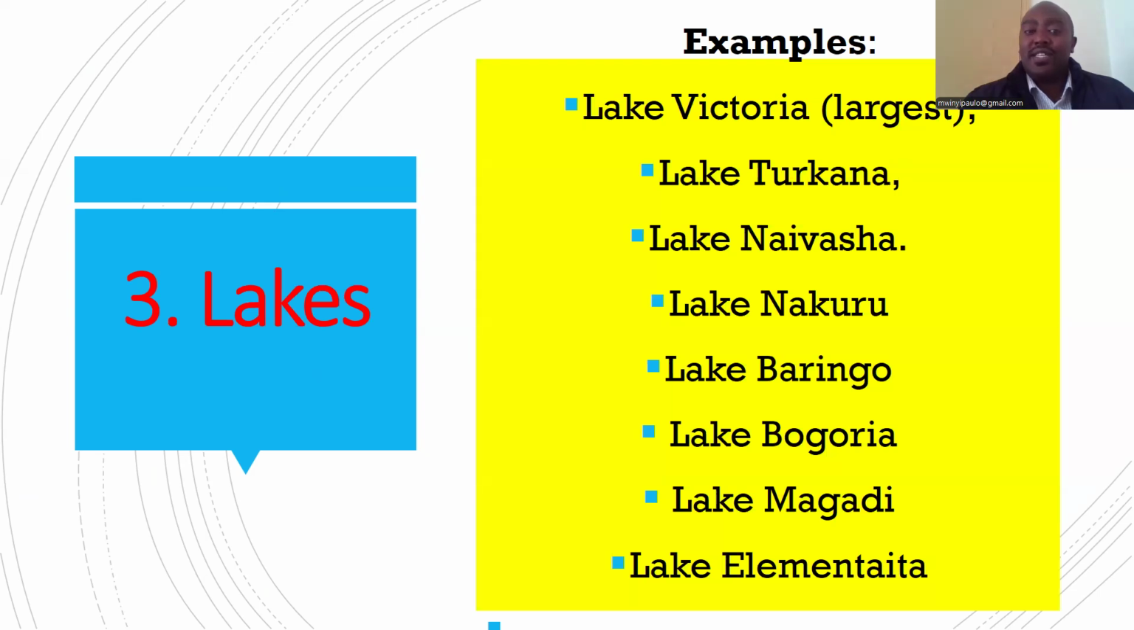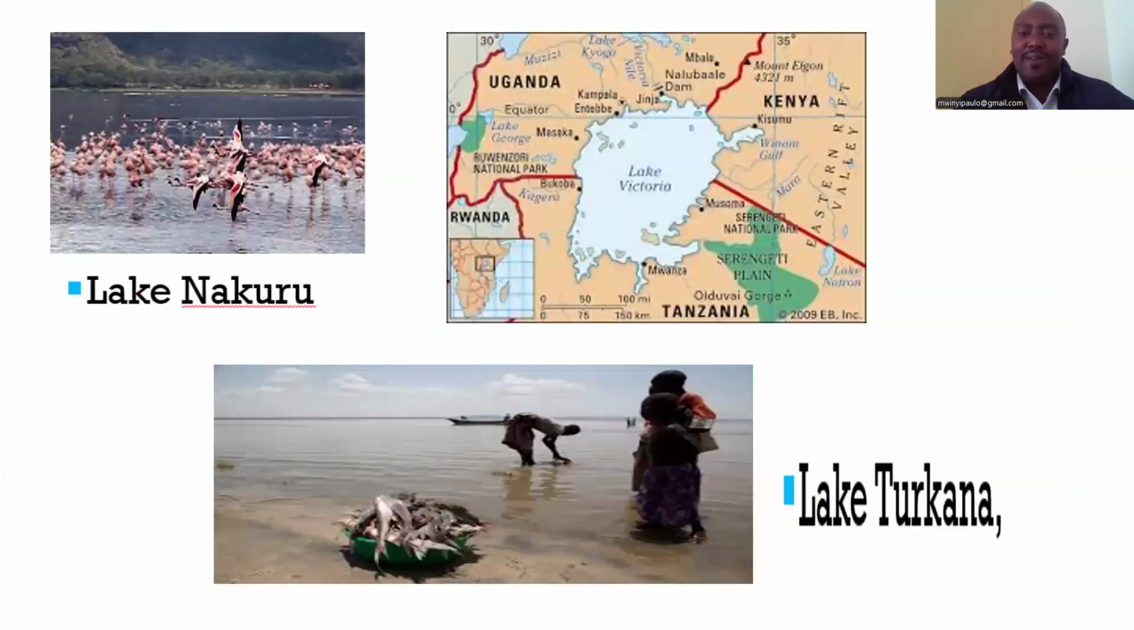Another physical feature is lakes. You know, a lake is a collection of water surrounded by land. Examples of lakes we have in Kenya: Lake Victoria, Lake Turkana, Lake Naivasha, Lake Nakuru, Lake Baringo, Lake Bogoria, Lake Magadi, Lake Elementaita. So those are examples of lakes that we have in Kenya.